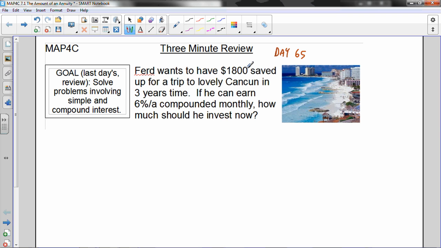Ferd wants to have $1,800 saved up for a trip to lovely Cancun, and there's lovely Cancun. There's Ferd. Let's put Ferd on the beach. There he is. Ferd. In 3 years' time, if he can earn 6% a year compounded monthly, how much should he invest now?